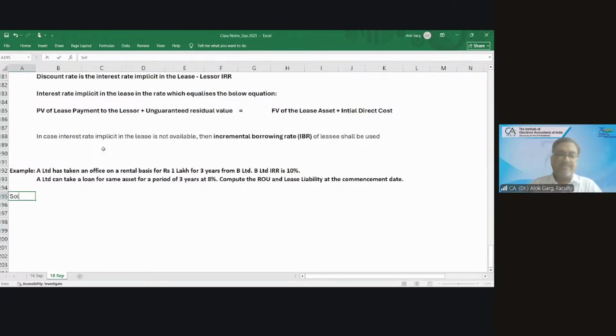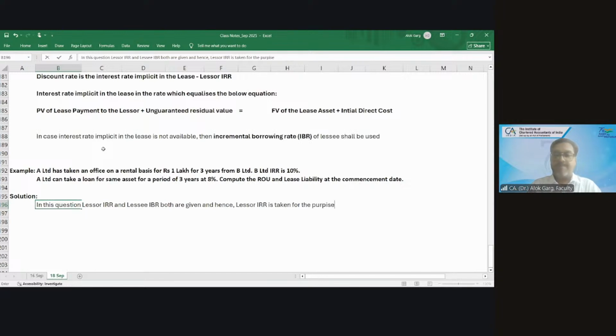Solution. In this question, lessor IRR and lessee's IBR both are given, and hence lessor IRR is taken for the purpose of computation of present value, right?